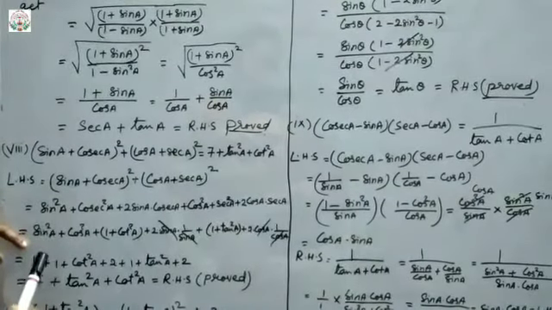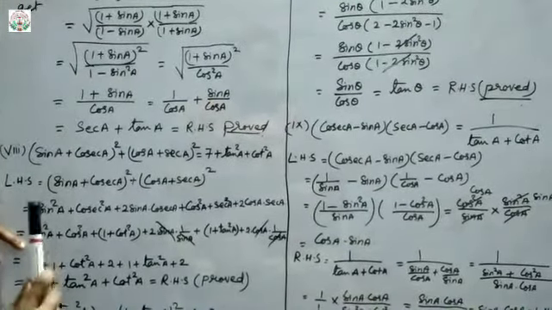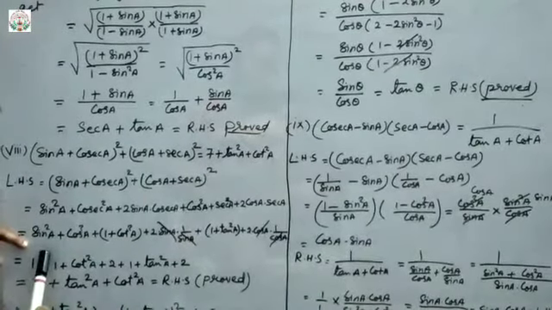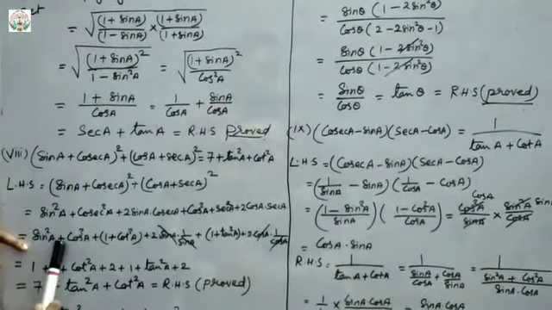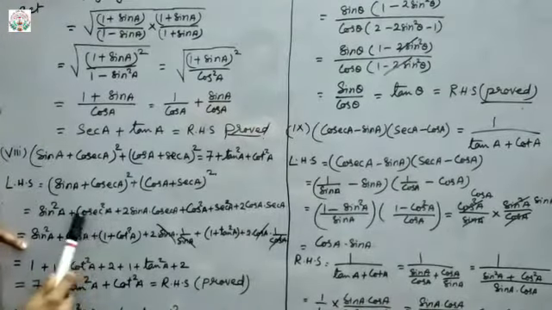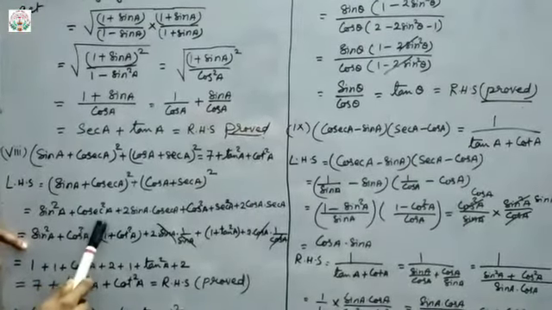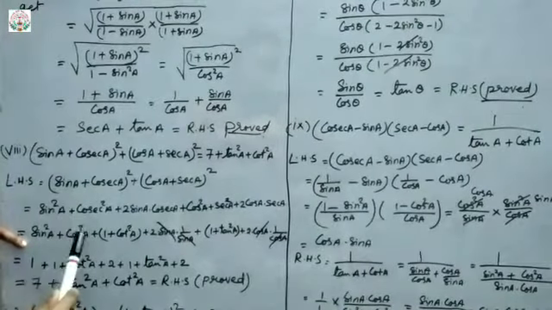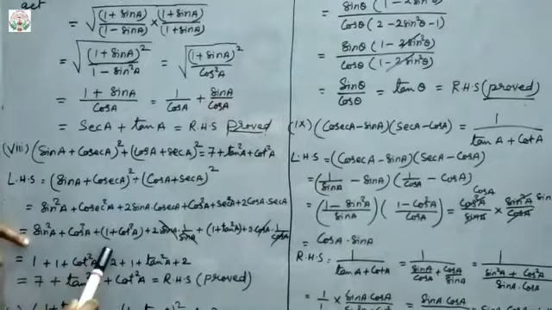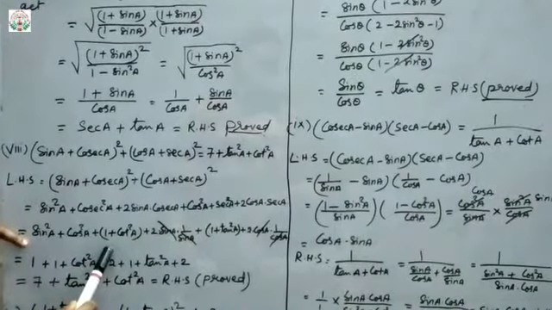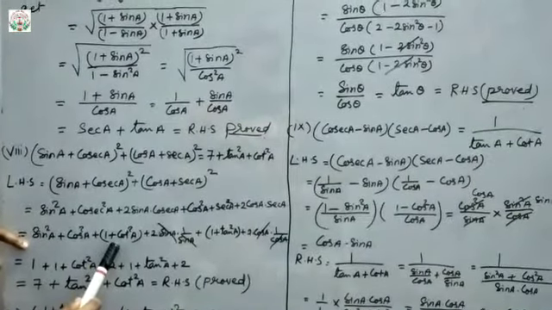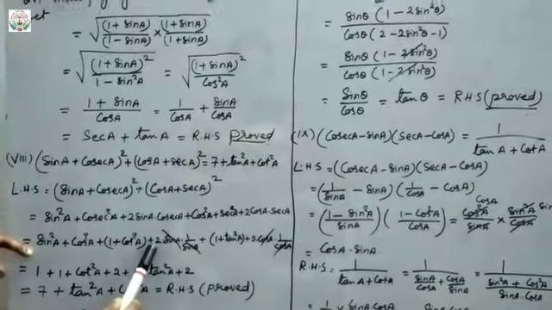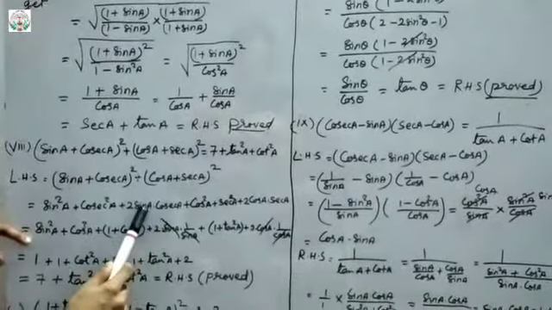Now this sin square a and this cos square a we will bring together, because we know the formula sin square a plus cos square a equals 1. So that is why we will bring this cos square a to the sin square a. Okay, so sin square a plus cos square a plus cosec square a, formula we know, that is 1 plus cot square a, is it not? Cosec square a equals 1 plus cot square a.